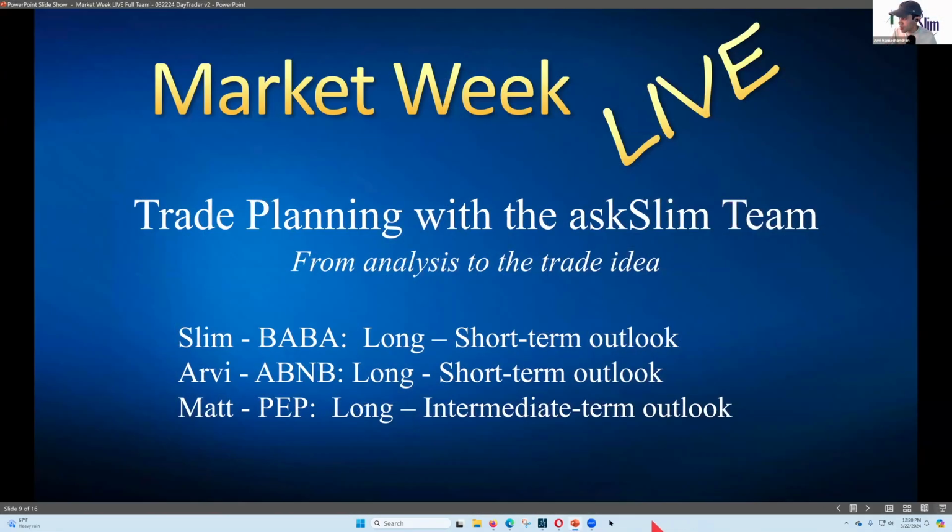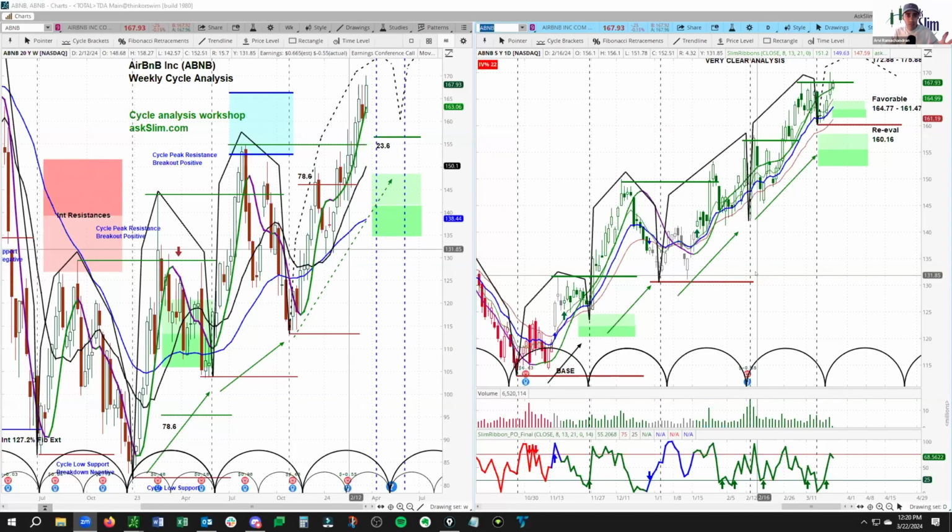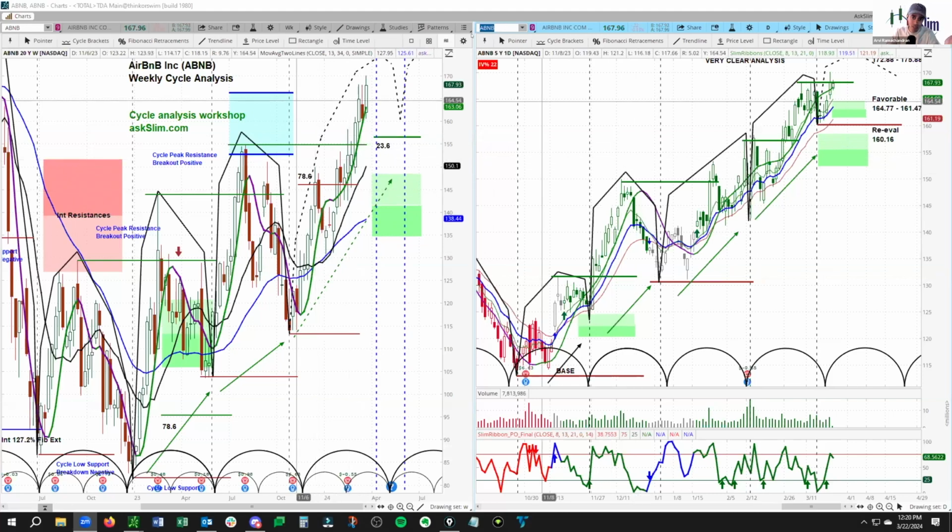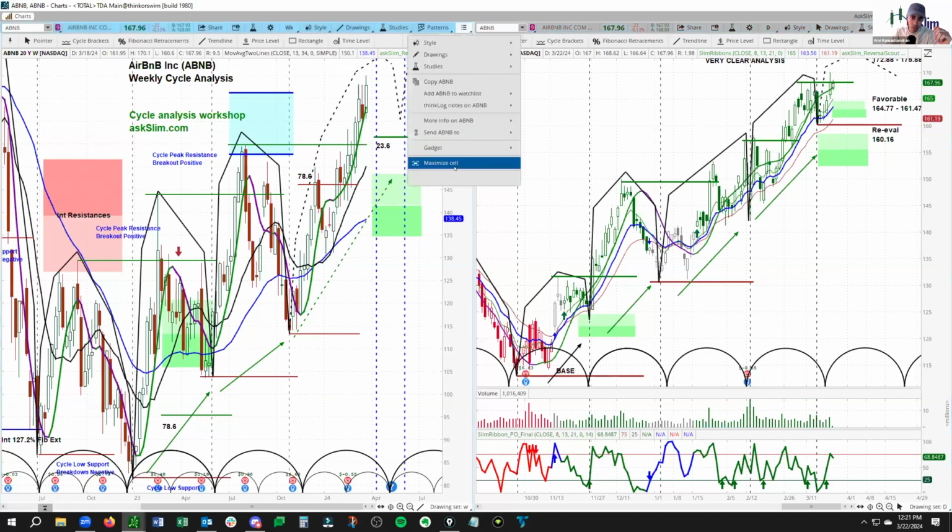Let's go ahead and jump over to my screen and we will pull up Airbnb as Slim just said. Okay, so Airbnb has been on obviously just a monstrous run higher. What I want to do is just pull up the weekly chart.